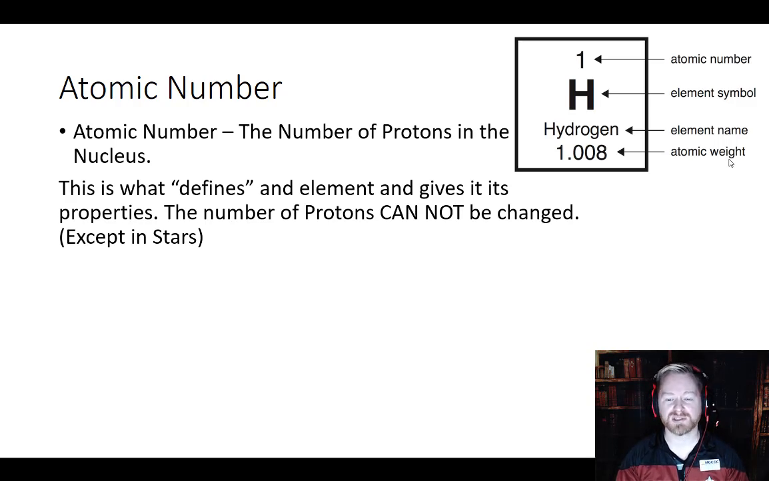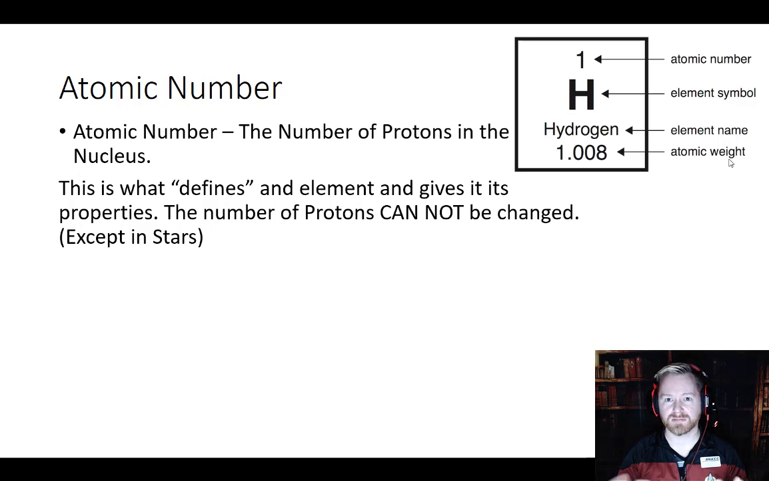The number of protons is what gives that element the properties that that element has. You cannot forcibly change the number of protons in an element, except in stars, because that's where elements are made. Hydrogen forced together become helium. Helium and another hydrogen are forced together to form lithium. Two heliums become beryllium, and so forth and so on up the periodic table.